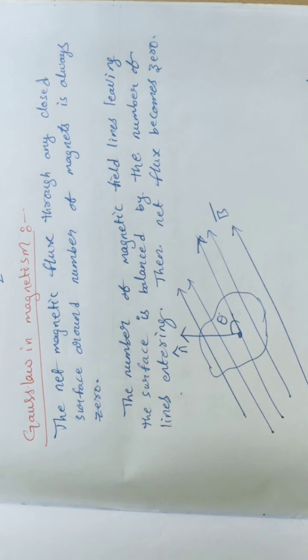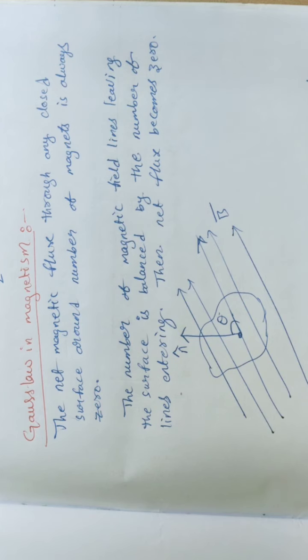In magnetism, Gauss law says that the net magnetic flux through any closed surface around a number of magnets is always zero. The reason is that the total number of magnetic field lines is always balanced. The number of lines entering and the number of lines leaving the magnet are balanced, so the net flux becomes zero.